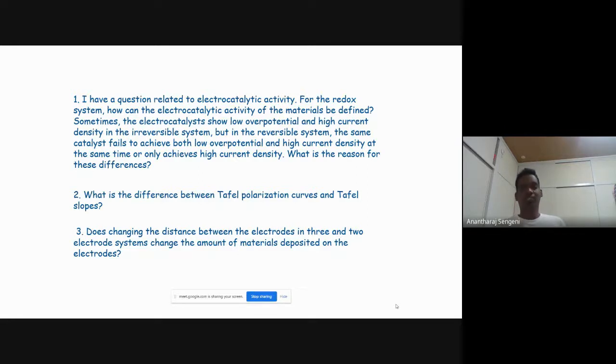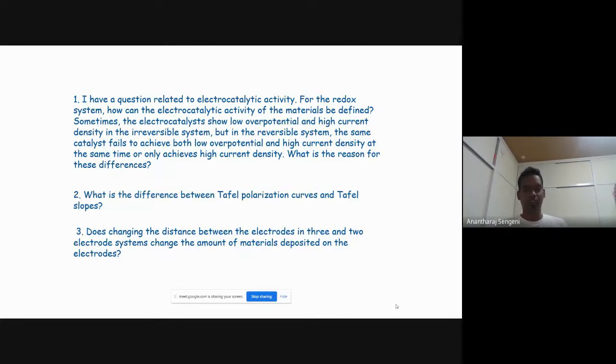The reason for these differences is that the reversible system and irreversible system you are studying are not the same. You would expect a catalyst to perform with similar activity towards the same reaction, not for different reactions. For example, let's take platinum. Platinum is a wonderful catalyst for hydrogen evolution reaction and also for oxygen reduction reaction. But if you use the same catalyst for oxygen evolution reaction, it does not perform well because of its unfavorable energies of interaction with the respective intermediates. So that is the reason.